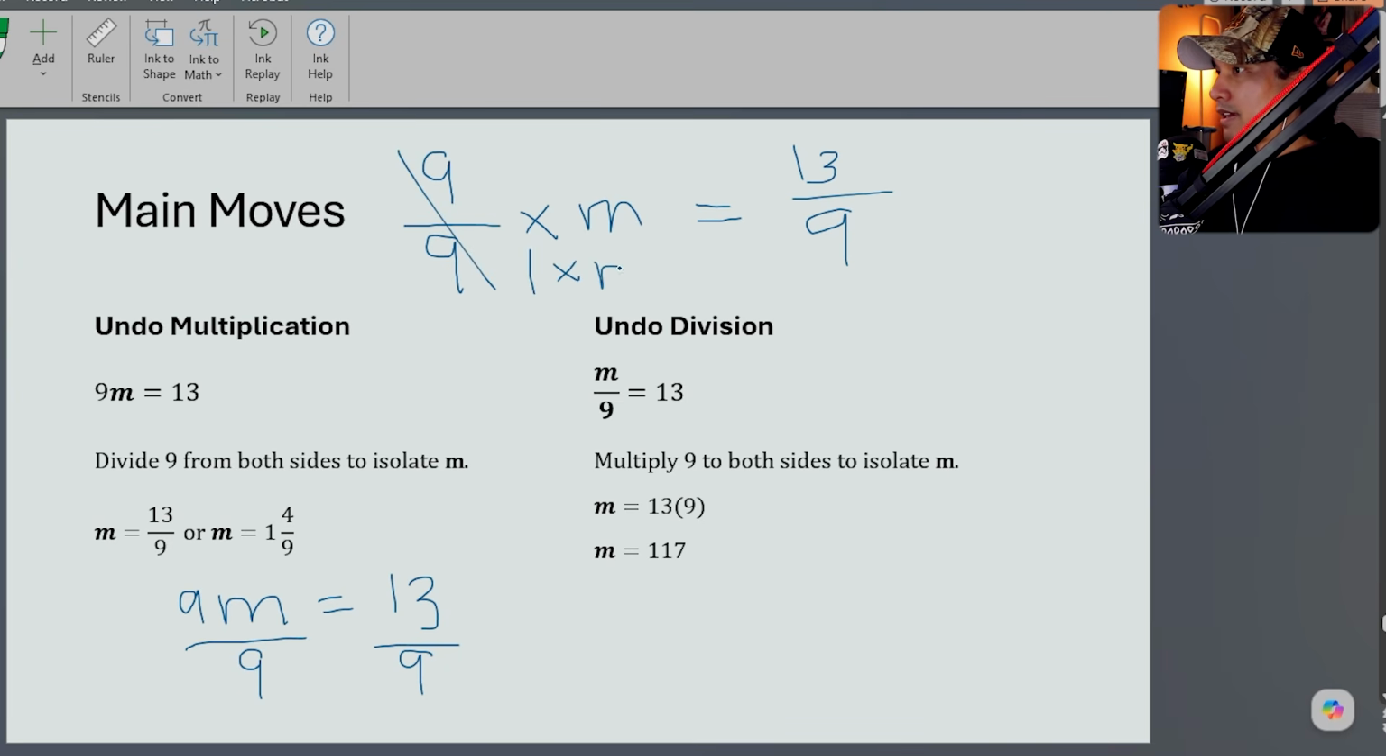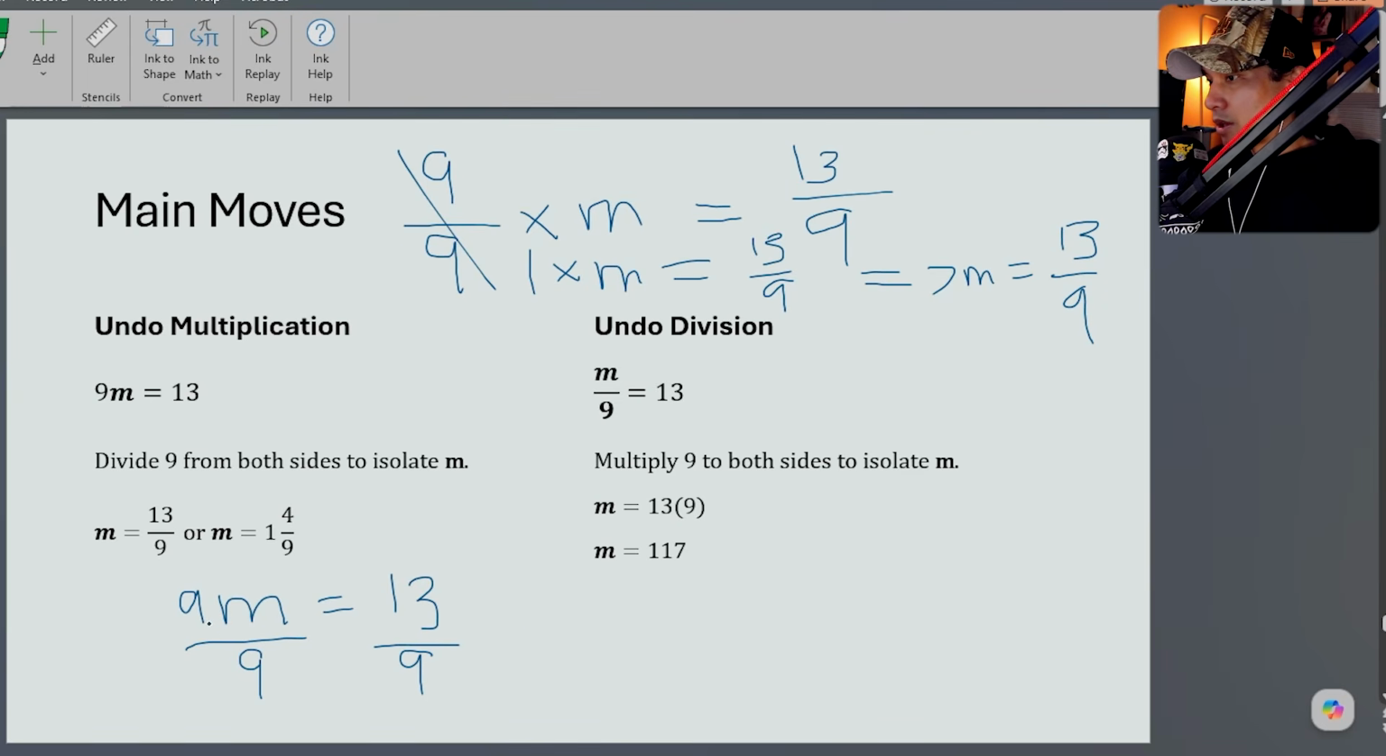1 times m equals 13 over 9. And what is 1 times m? Just m. So that's why it becomes just m equals 13 over 9. That's what's actually happening. Again, I would never do that. I'm just showing you the bare bones, what's happening and why it's like that.